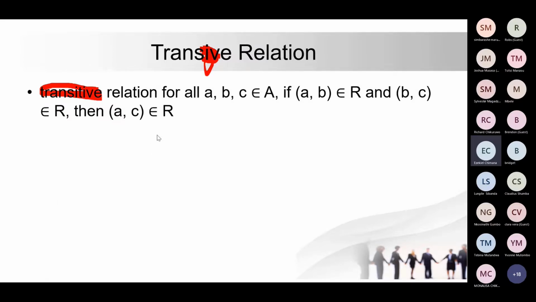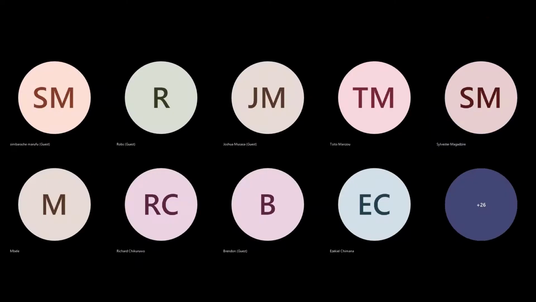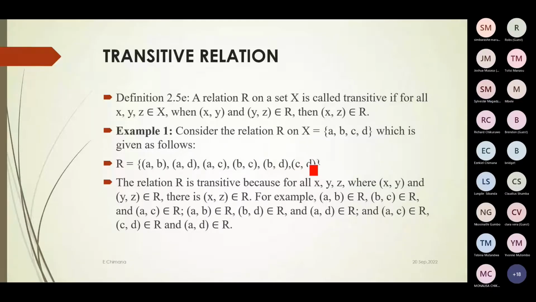Let me find if I've got an example. Maybe an example will help. While he's looking for an example, let me try. Transitive usually requires 3 or more elements, A, B, and C. If A is greater than B and B is greater than C, then A is greater than C.